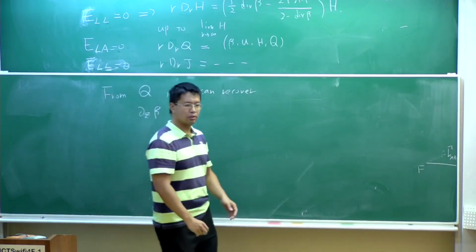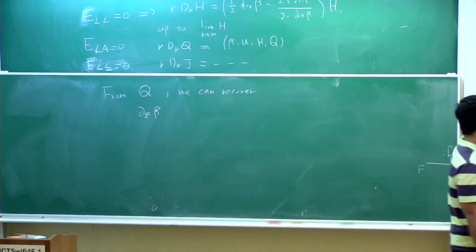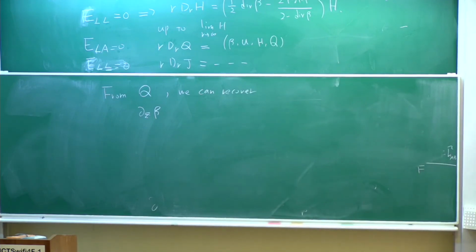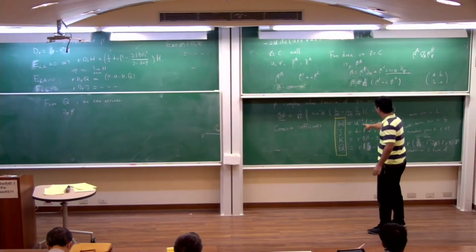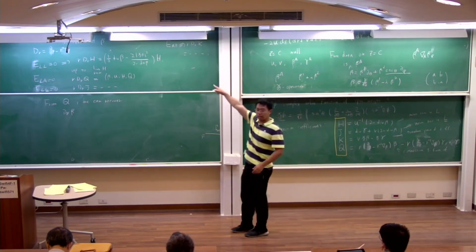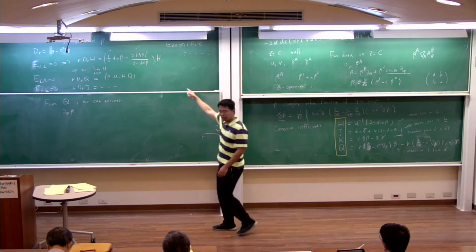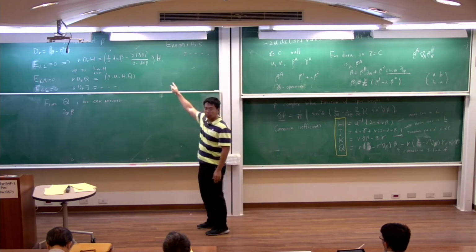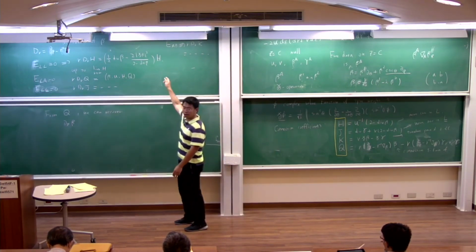So the free data is beta, on a cone. On the cone, right. And then how do you determine the other metric coefficients, U, V and gamma? For example, I can determine H from this. So you start with beta, I can solve H on a hypersurface.